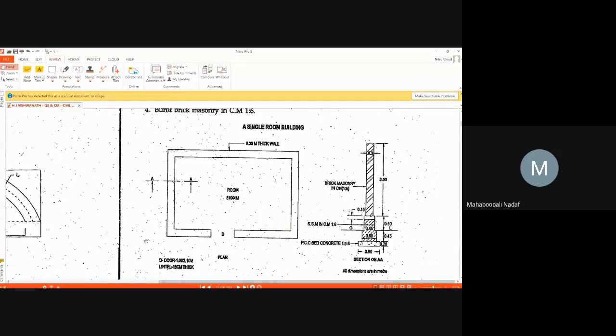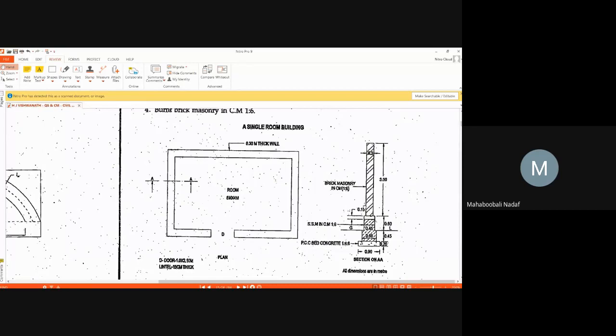Very good. Now, in this plan, there is one small space given. What is that? It is a door. What is the door dimension here? 1 meter in X direction, and 2.1 is the depth wise. 2.1 means its height. 1 meter is its width. There is no length.